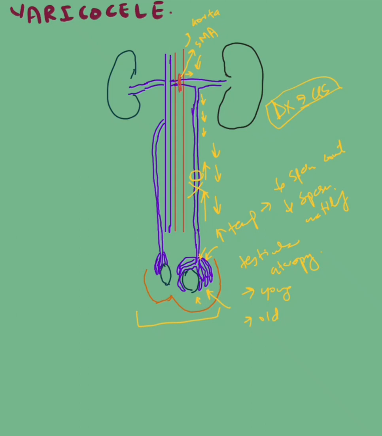To differentiate varicocele from hydrocele, which is another testicular swelling in which there is fluid around the testes, the test to do is called the trans-illumination test. In case of varicocele, there will be no trans-illumination, while in case of hydrocele, there will be trans-illumination. So this is one way to differentiate varicocele from hydrocele. So hope this was helpful.